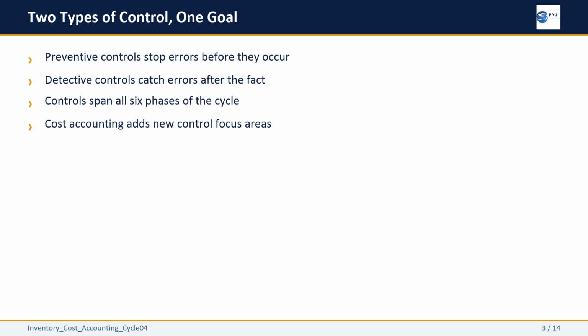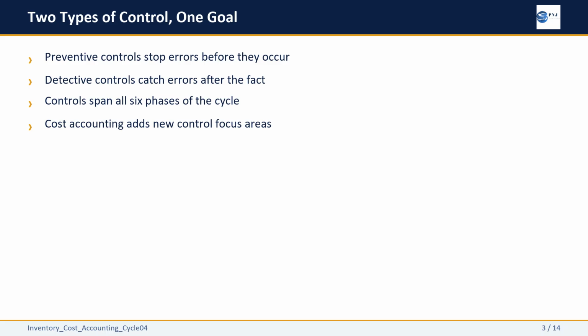Here is the key thing to understand before we go further. Controls come in 2 flavors. Preventive controls are gates: no purchase order without an approved purchase requisition, no goods receipt note until inspection passes. They stop the error from ever entering your records. Detective controls are alarms: monthly variance reports, reconciliations, cycle counts. They assume something might slip through and catch it before it does lasting damage. A healthy cycle needs both, working across all 6 phases.